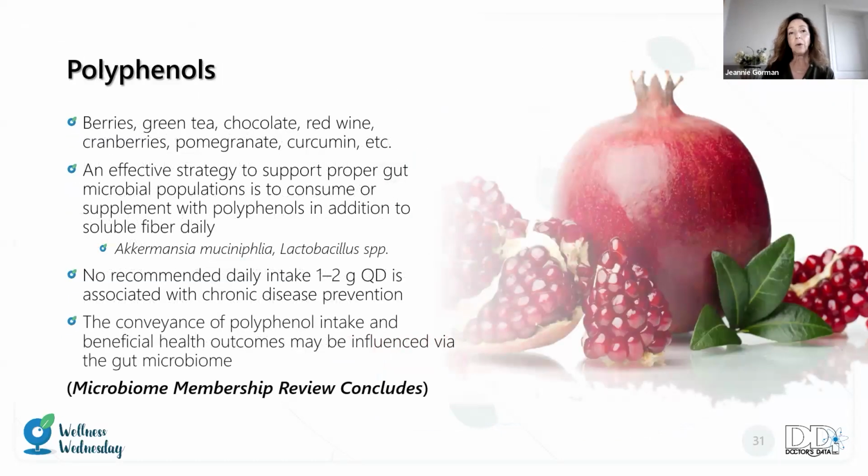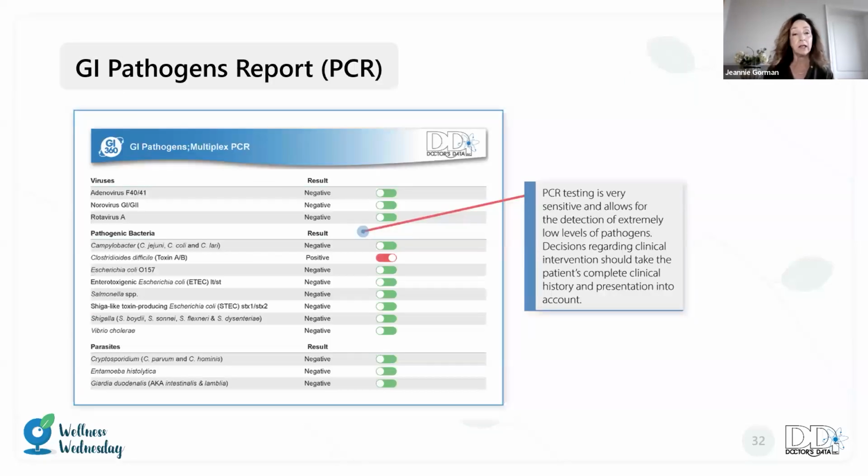Any of the brightly colored foods, the berries, the green tea, the chocolate, probably stick with cranberries, pomegranate, curcumin. But polyphenols can be found in the diet, and a daily dose of that is never a bad idea to support this member, along with the bifido, as we already had mentioned. There is no official recommended daily intake, but 1 to 2 grams per day of polyphenols is associated with chronic disease prevention. So lots of good information on polyphenols in the literature. So that ends the tour of the beneficial microbiome.